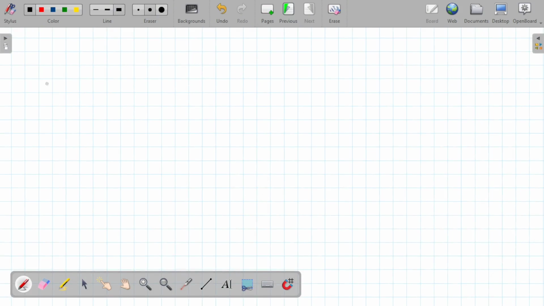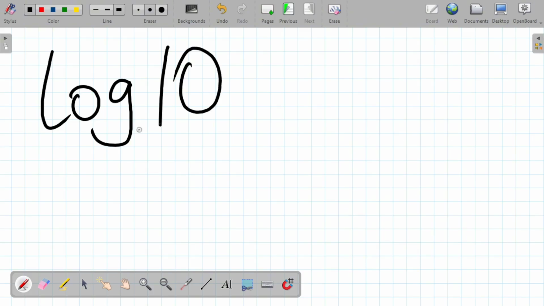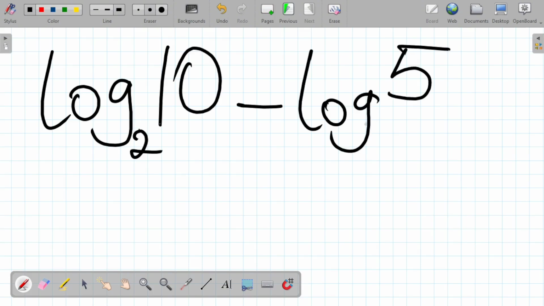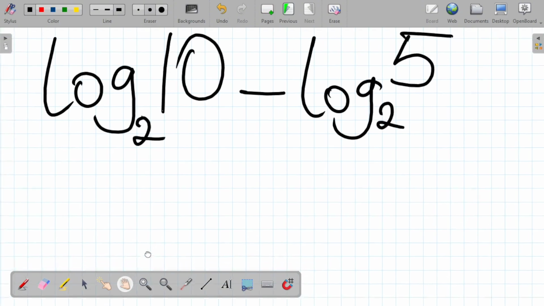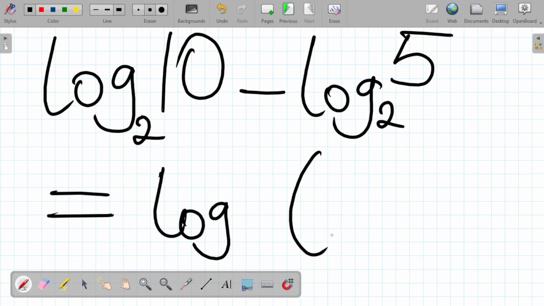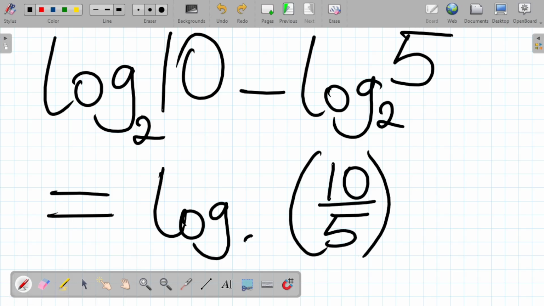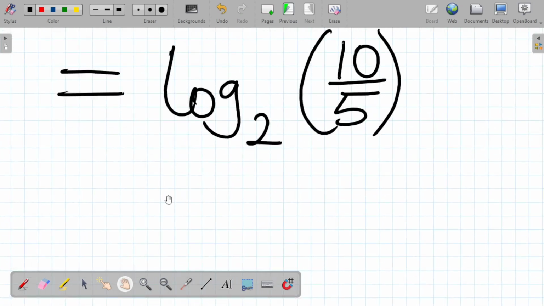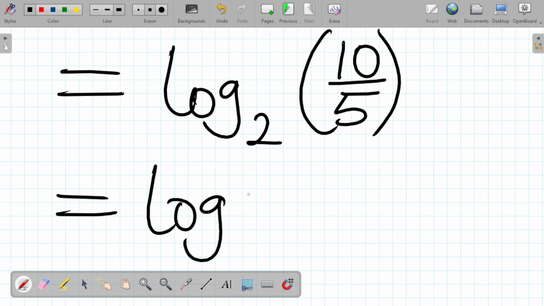Alright, let's take another example. So if we have log 10 to base 2 minus log 5 to base 2. According to the subtraction law, our answer becomes log 10 divided by 5 to base 2. So here 10 divided by 5 is 2. So we have log 2 to base 2.